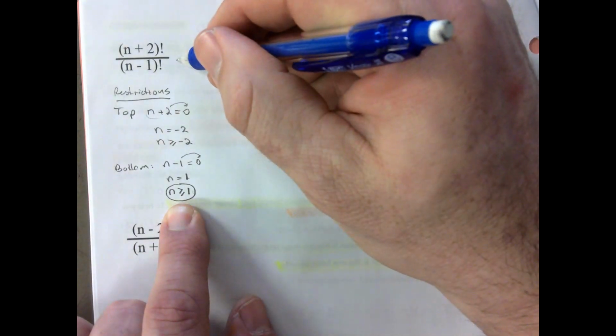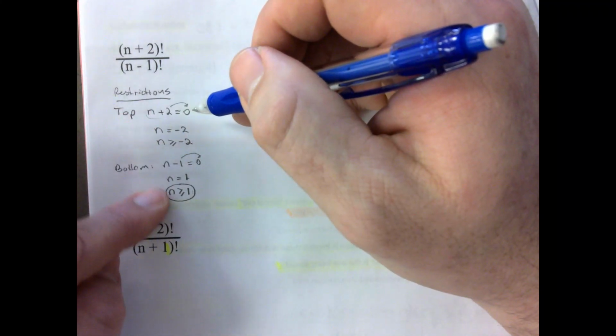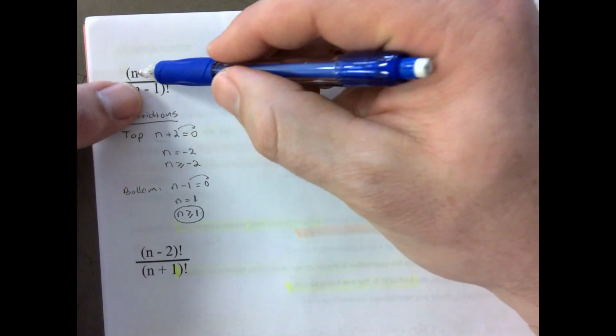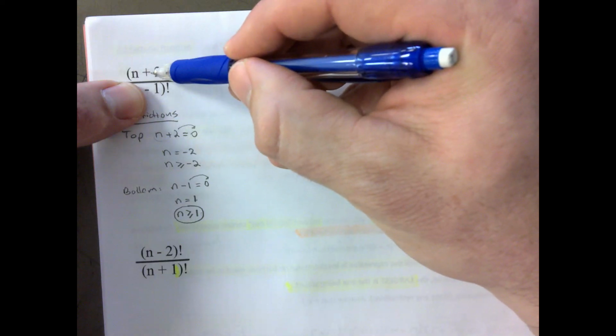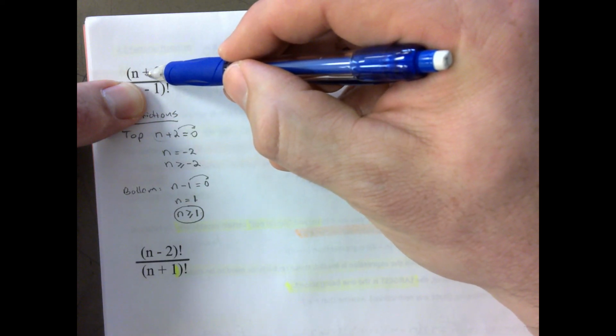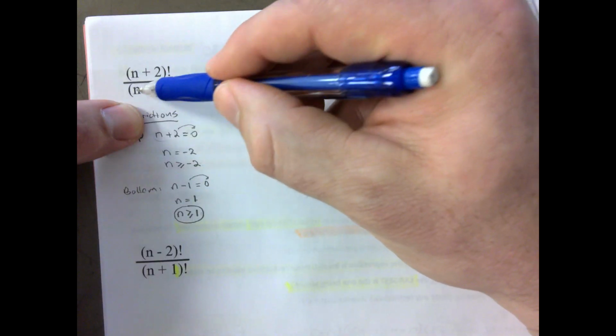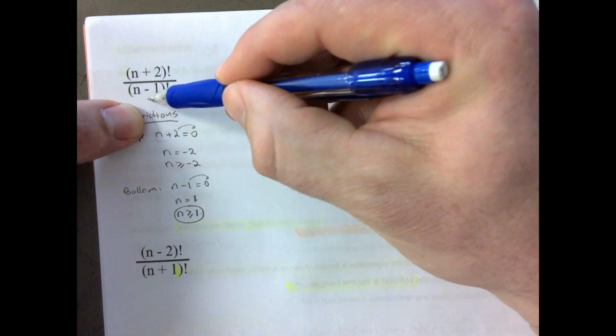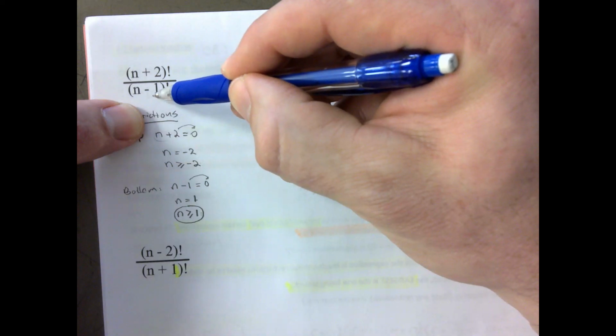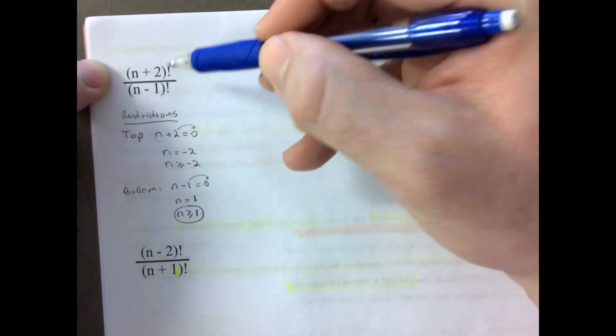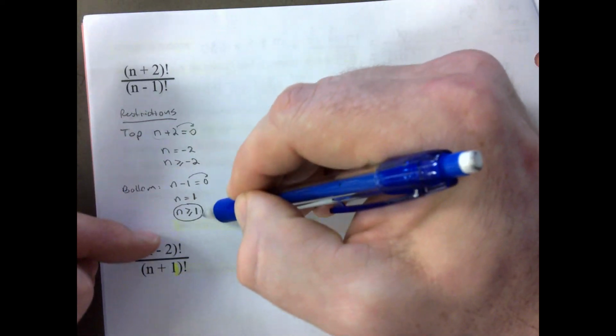Okay? After a while, you won't need to do this. You'll just look at it. It's like, oh, if n is equal to negative 2, this is 0. So n has to be greater than or equal to negative 2. What about here? If n is equal to 1, this turns 0. So I got to make sure n is greater than or equal to 1. So that's how you approach it. You don't have to do this every time.